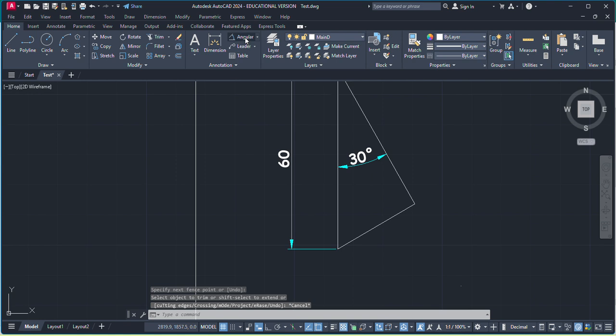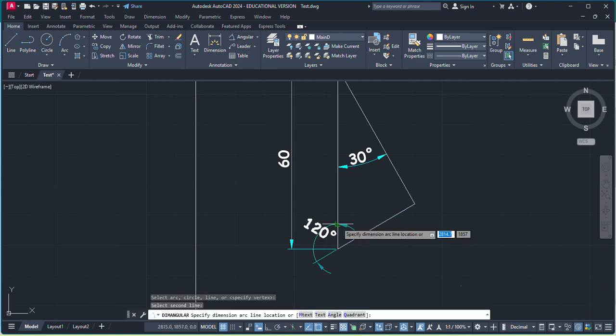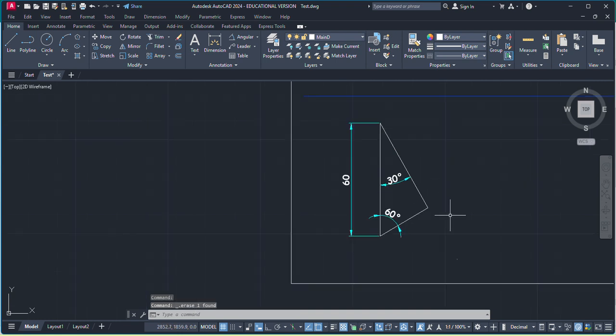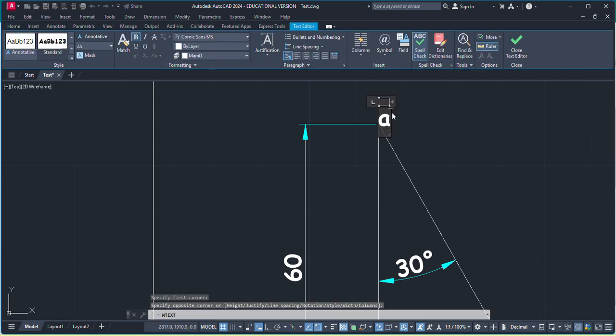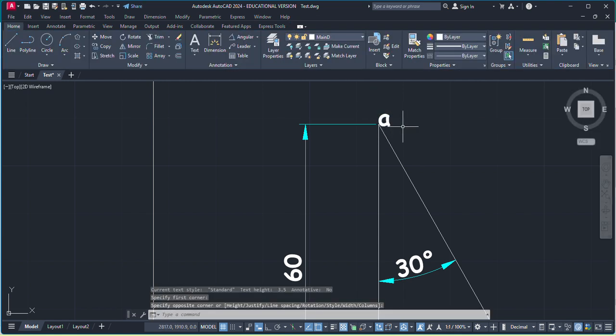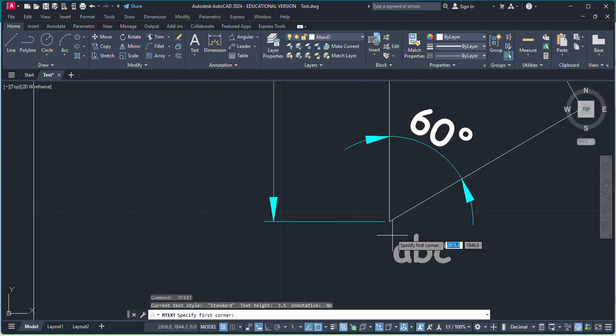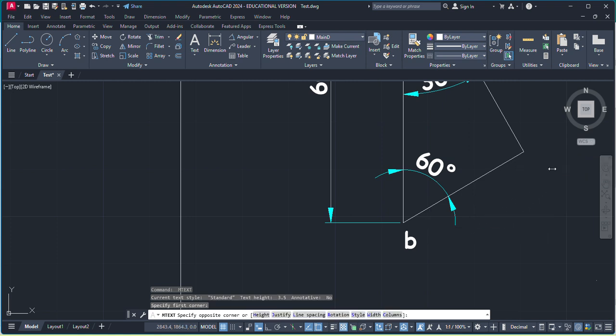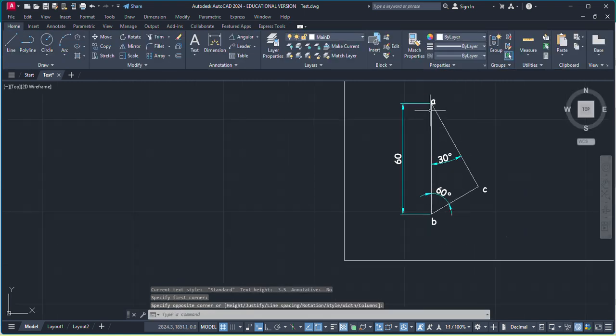Now just check these angles. This is going to be at 60 degree, and to check, this is the 90 degree. So the side opposite to this 90 degree angle is the longest side, or hypotenuse. I'm going to remove this angle. Now you can name this triangle. This one can be A, this one going to be B, and this corner going to be C.